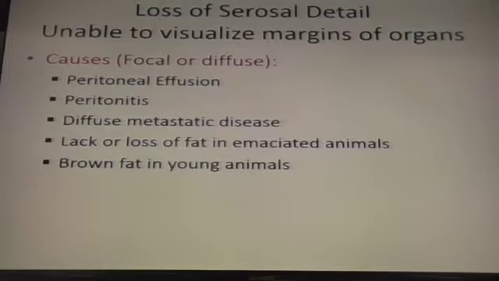Okay, loss of serosal detail. All it means is that you're not seeing the outlines of the intestine, or you're not seeing the outline of organs. So whatever that might be, if you say my differential is fluid in the abdomen, then you know there's all types of fluids. And so we talk about peritoneal effusion.